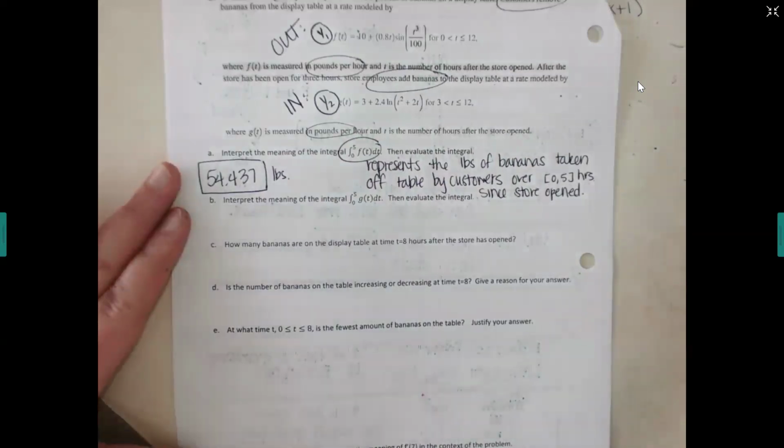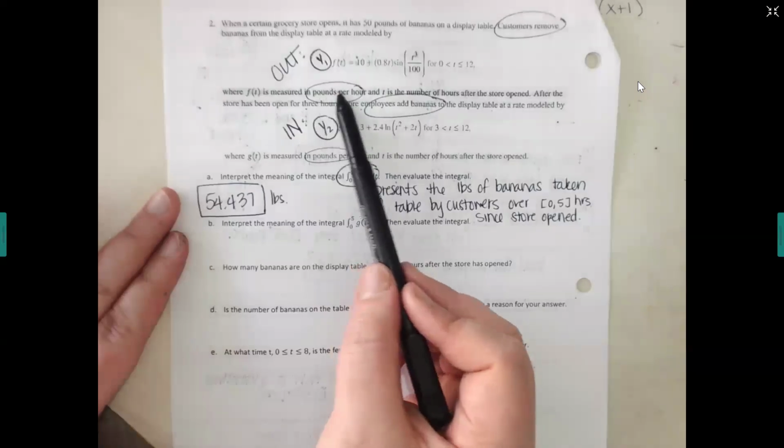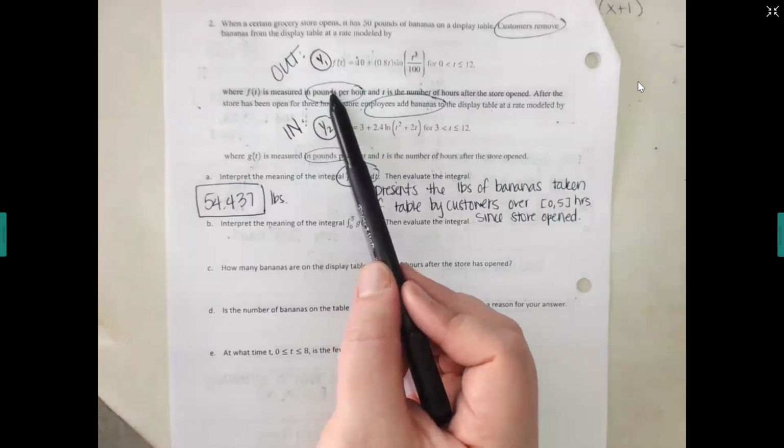Okay, and then I'm going to put 54 as the right answer, but that's 54 what? 54 pounds. Now let's talk about units. This was pounds per hour. So if I integrate or do an antiderivative, does it make sense? I'd go back to just regular pounds.